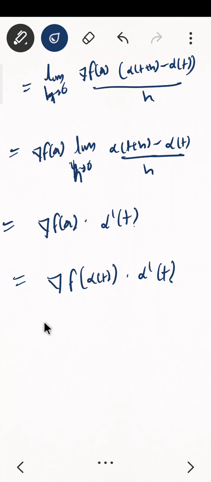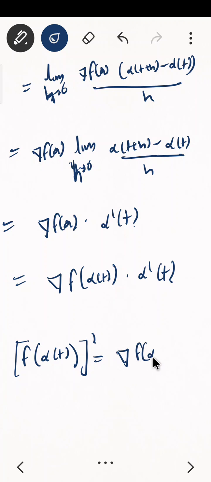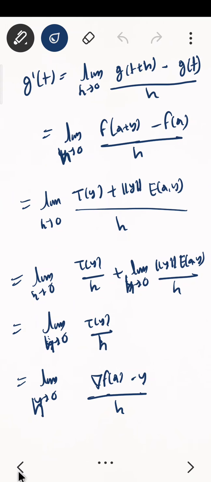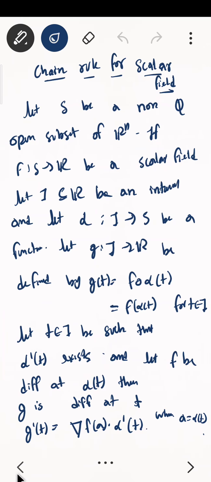So what did you prove? You prove this. That is the derivative of your f composite alpha of t. I'll write like this. Derivative, that is equal to delta f of alpha t into alpha dash of t. Hence proved. Correct? I'll quickly revise the proof. This was the statement, that is g of t equal to f composite alpha of t, that is f of alpha t. I want to find the derivative of this, that is g dash of t equal to delta f of e alpha dash of t.